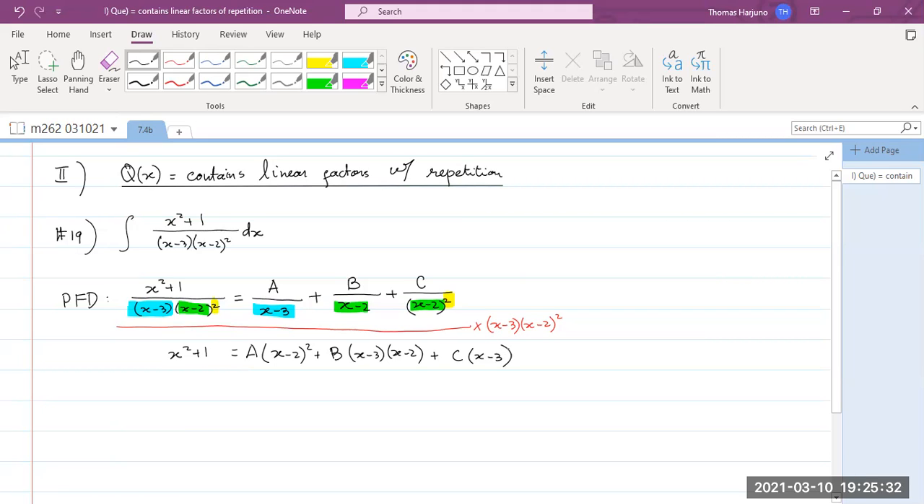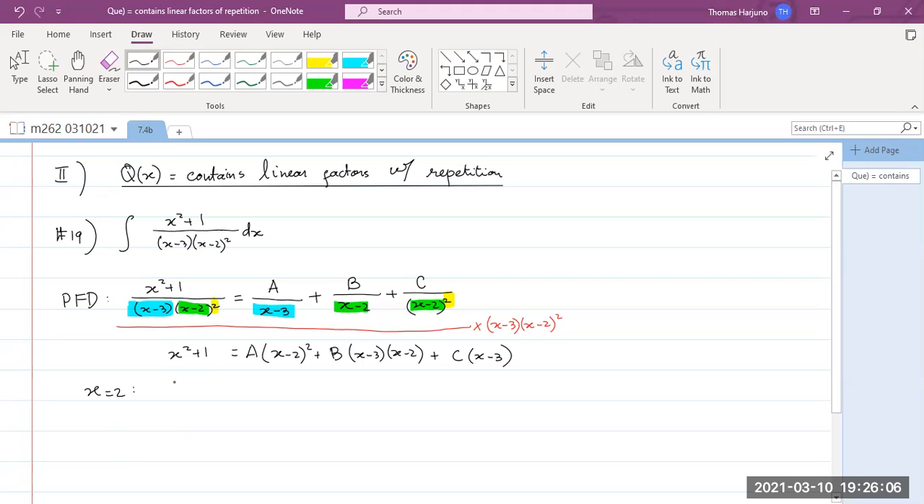Before I go on, let me tell you the weakness of the special value method. Notice here we can only use two special values that make terms zero, x equals 2 and x equals 3, right? But we have 3 unknowns, A, B, C. So using 2 special values may not give us all of A, B, and C.